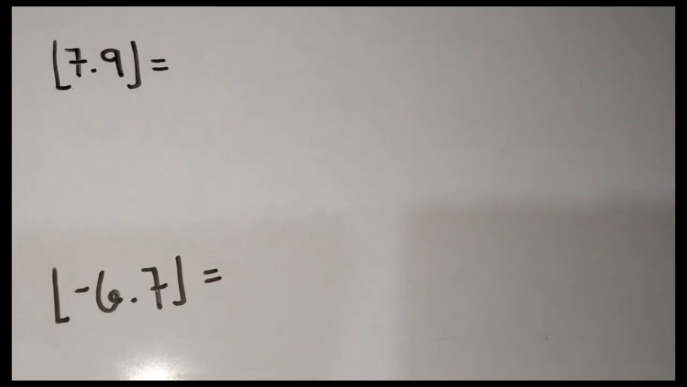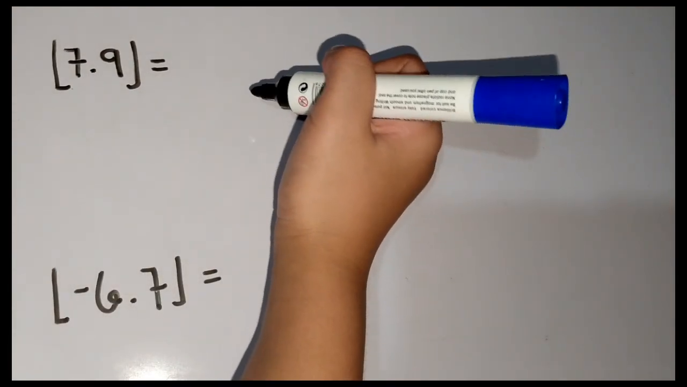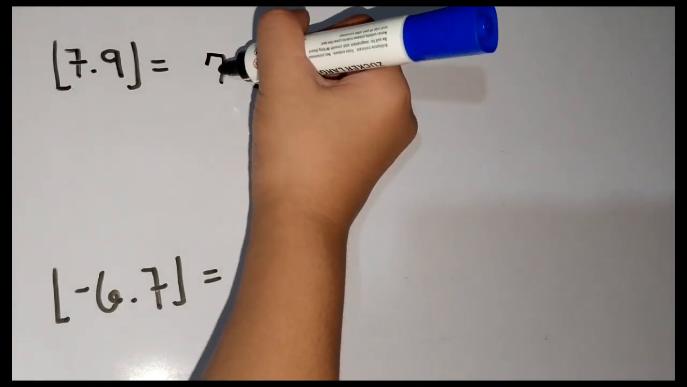Now let's practice a bit. Can anyone tell me what is the greatest integer function of 7.9 and negative 0.7? Now, what is the greatest integer function of 7.9? Correct. The greatest integer function of 7.9 is 7.